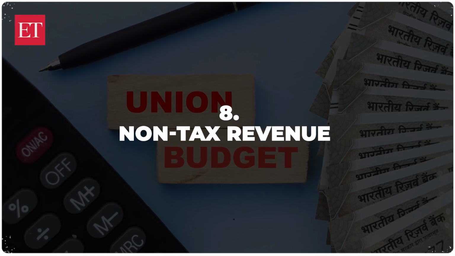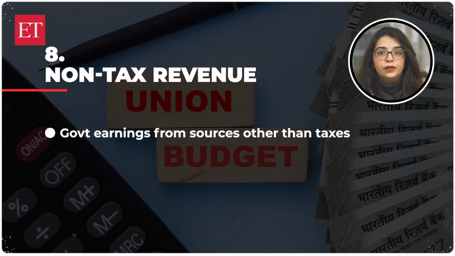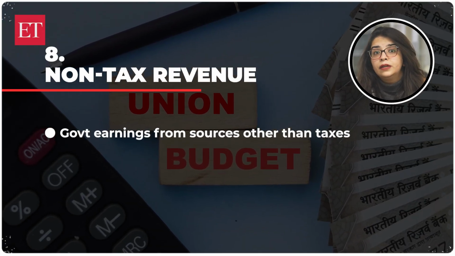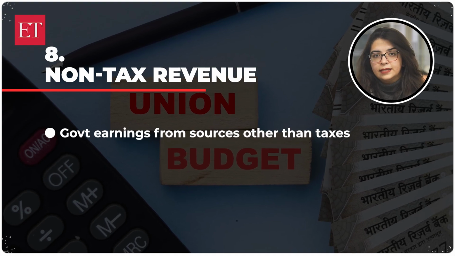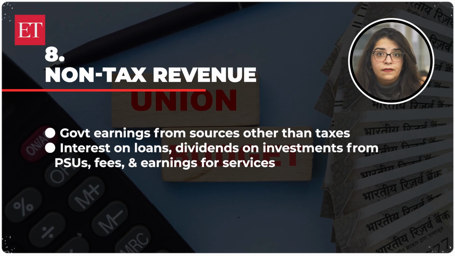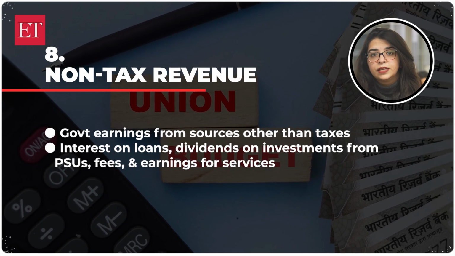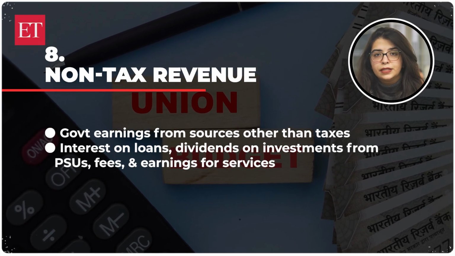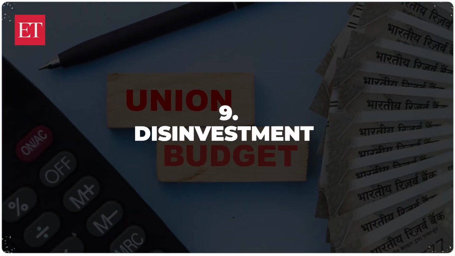On number 8, we have non-tax revenue. Non-tax revenue refers to the income that the government earned from sources apart from taxes. It basically includes government's earnings from interest on loans, dividends on investments such as from PSUs, fees and earnings for the services it provides. On number 9, we have disinvestment.